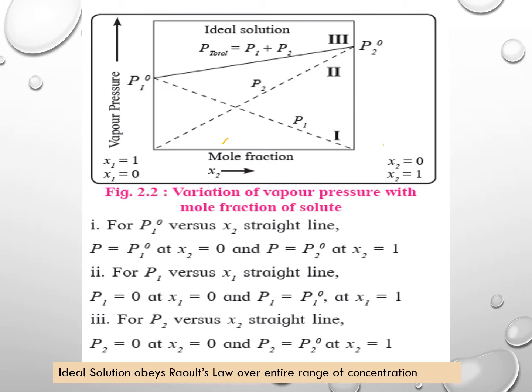Now an ideal solution can be represented through a graph where you can see vapor pressure against the mole fraction. Here if you consider, you can see that the total pressure that is obtained, that is P1 plus P2, gives you a straight line. This indicates that an ideal solution obeys Raoult's law over the entire range of concentration. So there is no deviation, you are getting a straight line in the case of an ideal solution.